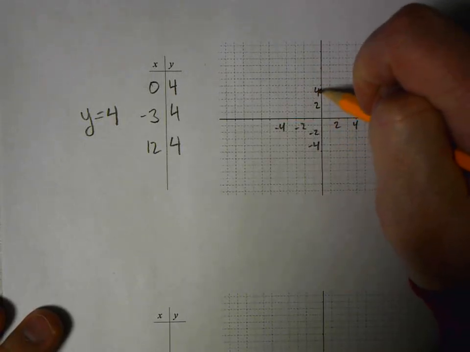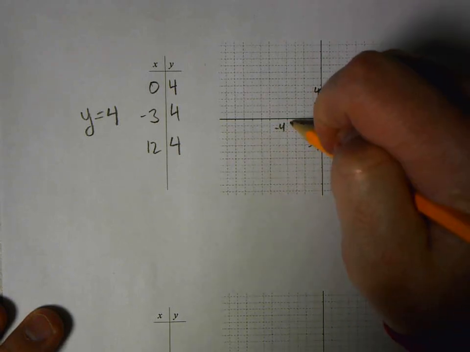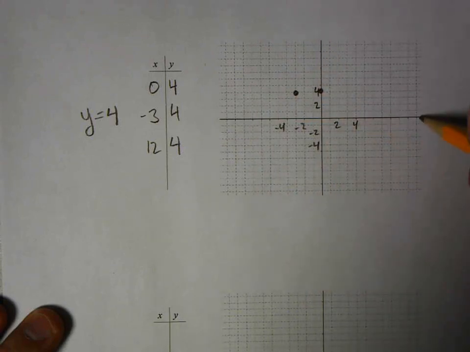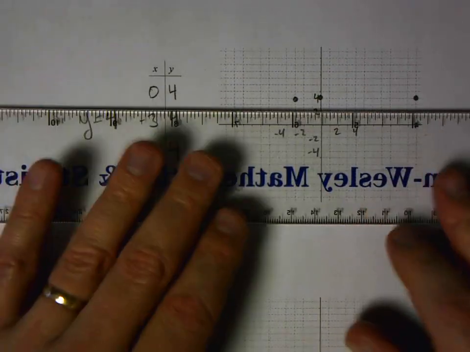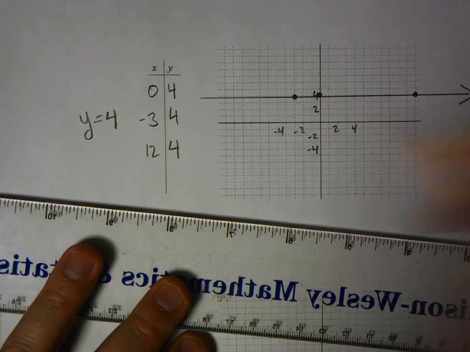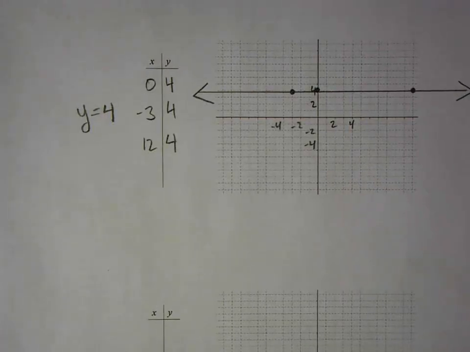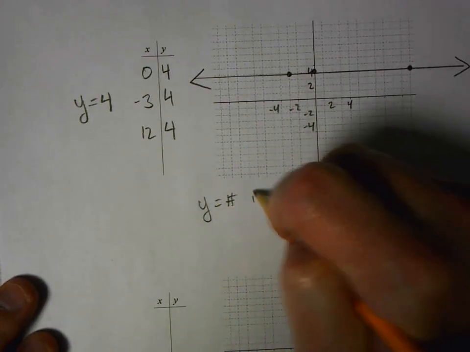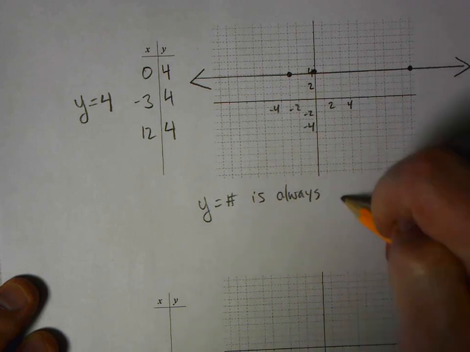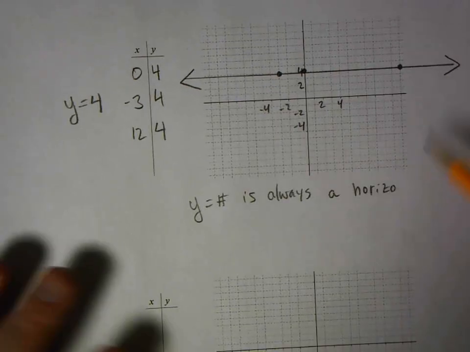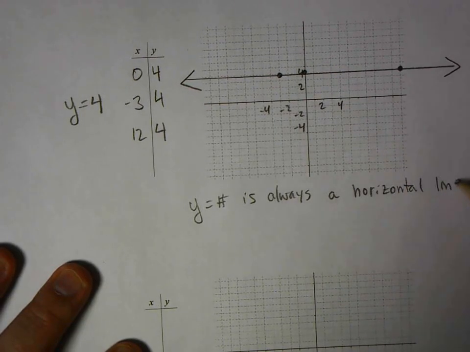Alright, so I have (0, 4), that's right there. (-3, 4), that's right there. (12, 4), that's somewhere over here, like so. Notice what's happening. y equals 4 is a special kind of line. y equals 4 is a horizontal line. So in general, y equals a number is always a horizontal line. I have trouble spelling that.